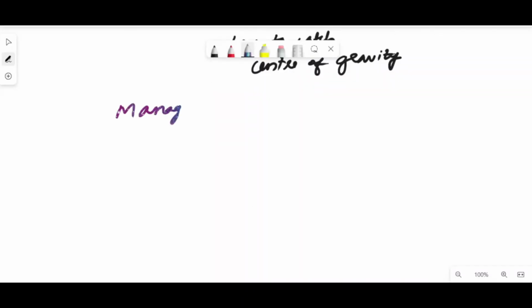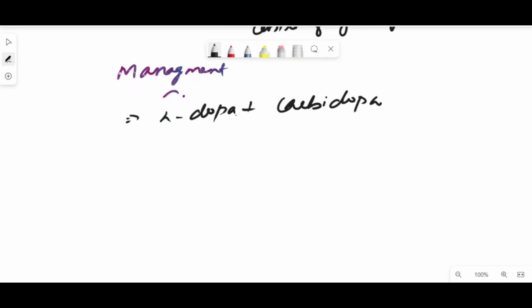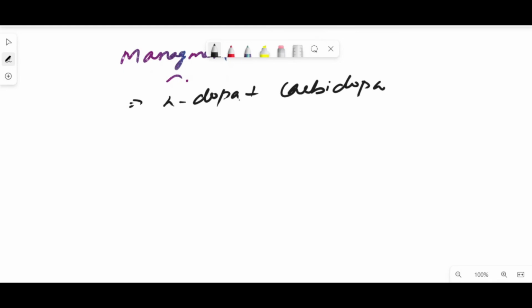Now let's look at the management of Parkinsonism, that is the treatment. The drug of choice is the levodopa and carbidopa combination. We must note that here we are using a combination of levodopa and carbidopa. We are not using dopamine alone, because dopamine cannot cross the blood-brain barrier. So if we give dopamine, it is of no use. That is why we are giving levodopa. Levodopa can cross the blood-brain barrier.